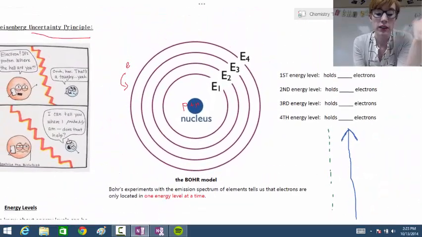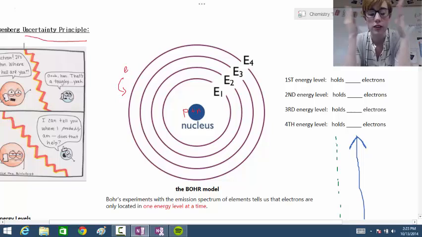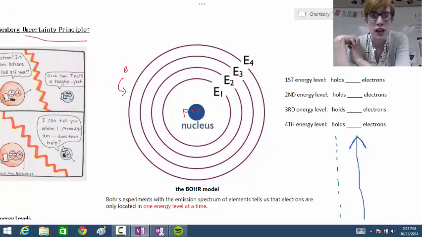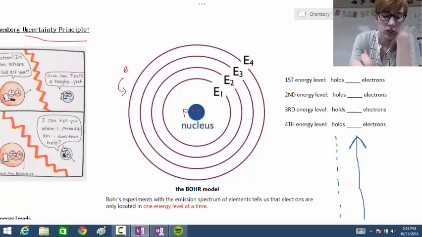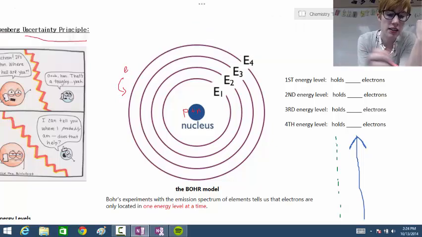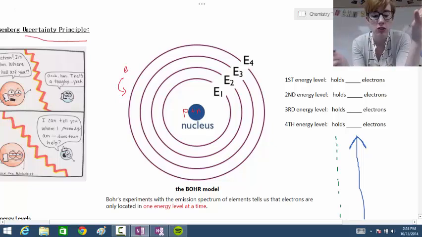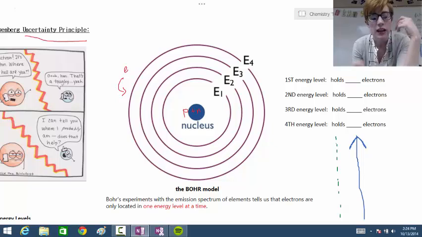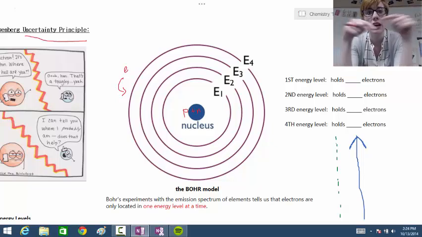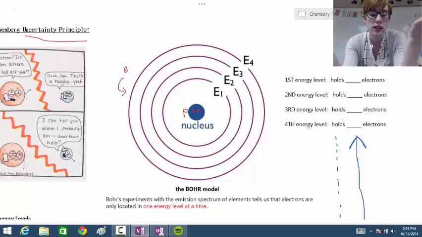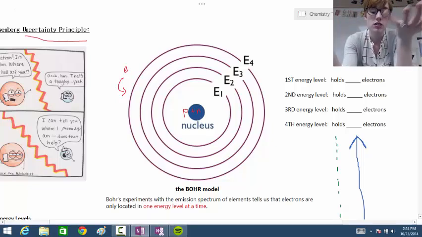Well, right after Rutherford, there was a guy named Bohr. He was a little bit boring, a scientist, and he came up with what's known as the Bohr model. The Bohr model basically says that electrons are housed, or can be found, in different energy levels. He's the one who first did the emission spectrum of hydrogen. He said that the emission spectrum, the different colored lines, tells us where electrons can be found, and that electrons essentially can only be found at one energy level at a time.